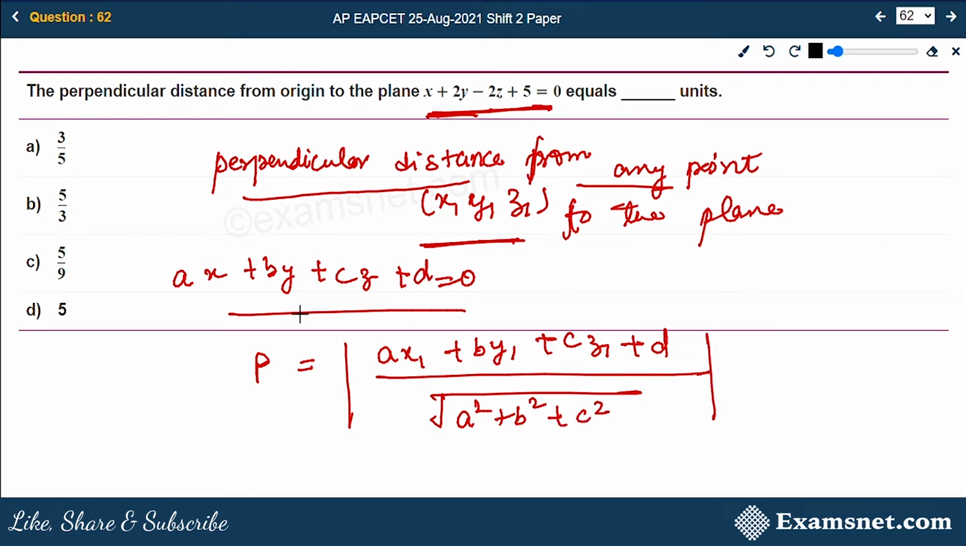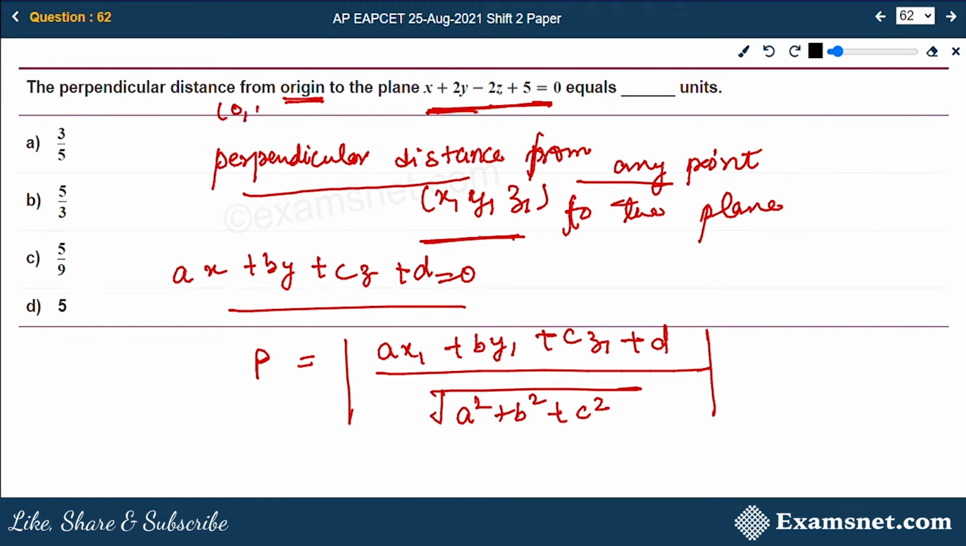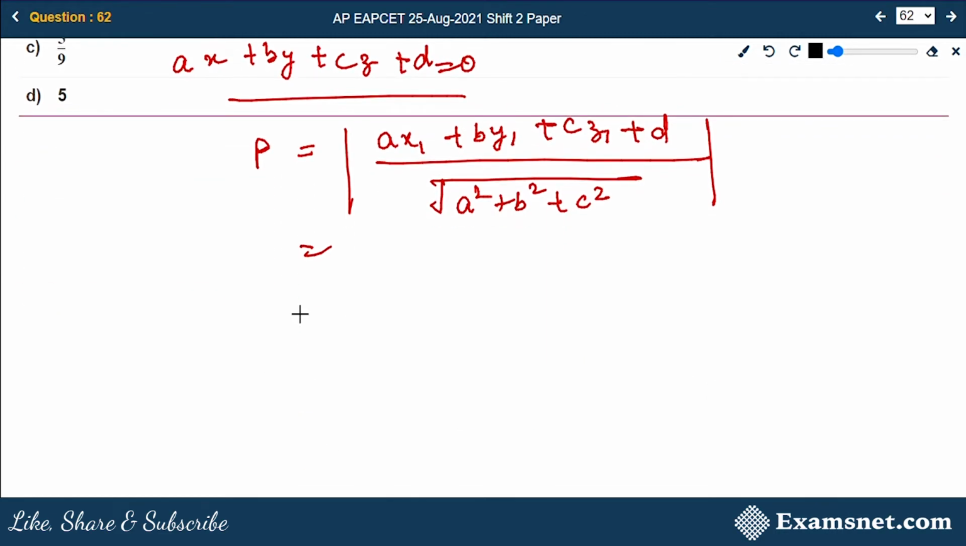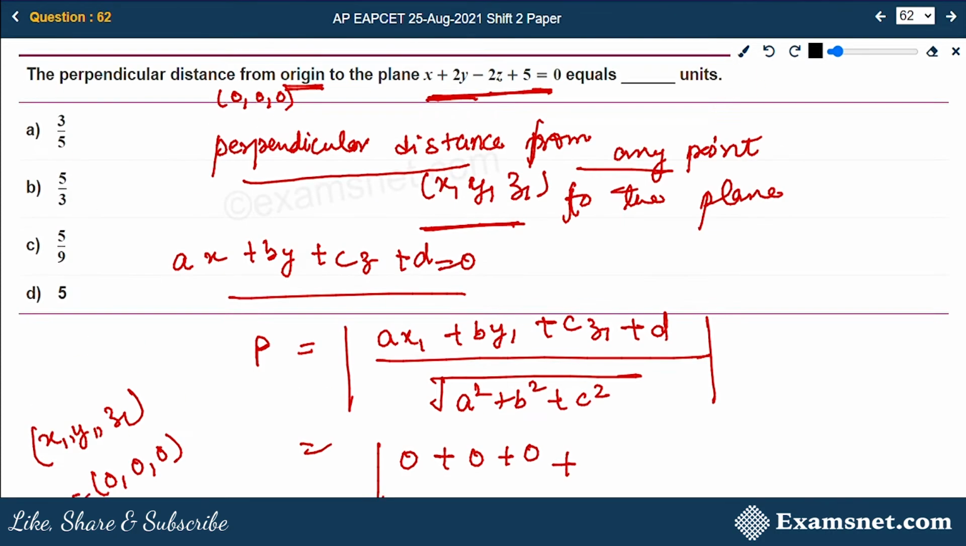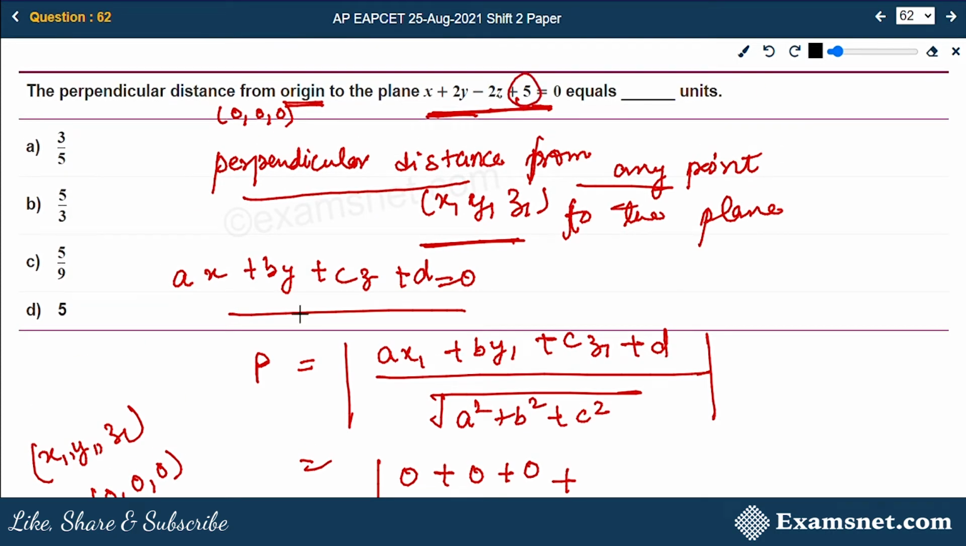Now it is given the perpendicular distance from the origin. The origin has the coordinates 0, 0, 0. So x1, y1, z1 are 0, 0, 0 only. So the numerator will become 0 plus 0 plus 0 plus d. Just compare the equation: d is 5. A is the coefficient of x, b is the coefficient of y, and c is the coefficient of z.